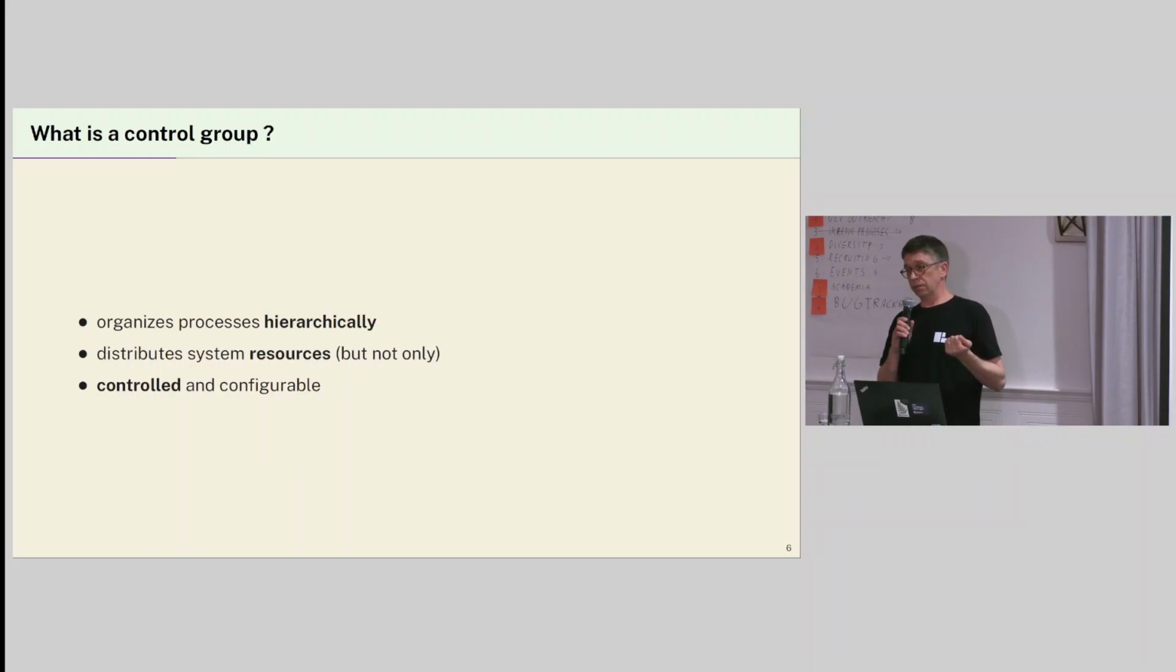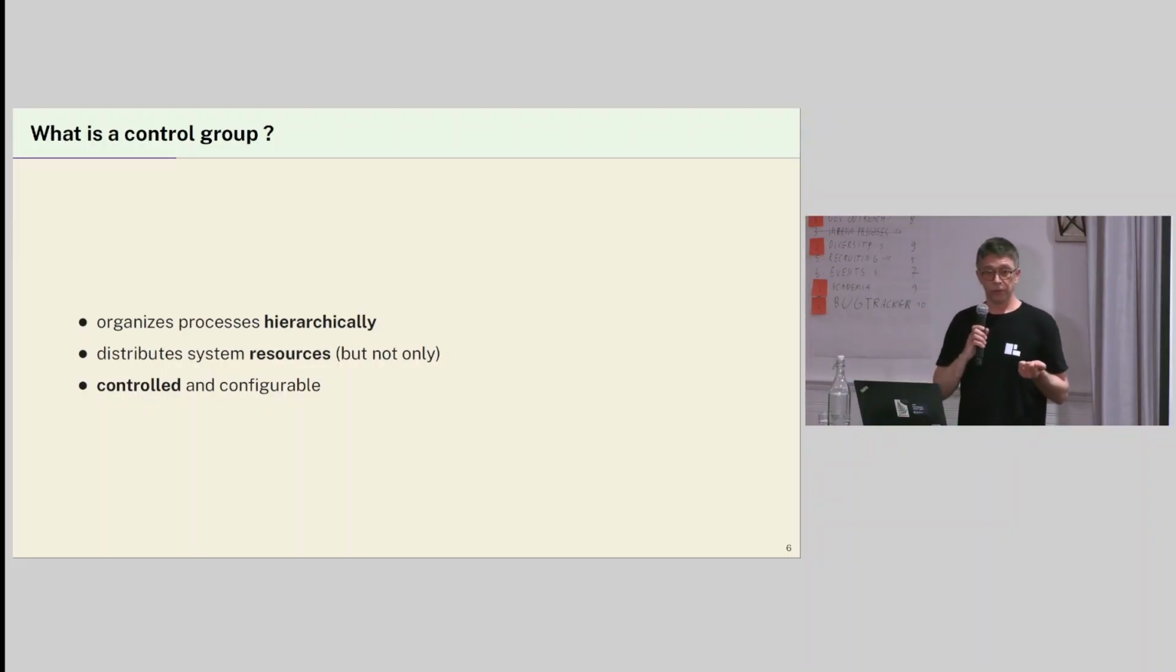So what's the first thing, what's a control group? A control group is a feature from the Linux kernel to organize all processes, all PIDs, in a way that they are all in a tree, and so all of them have a parent up to PID 1. All of these processes are organized in a hierarchy, and so we're able to distribute and allocate or segregate resources on all this hierarchy using controllers.